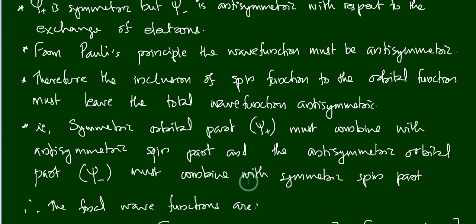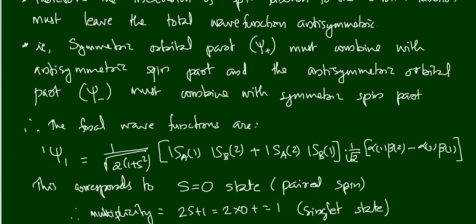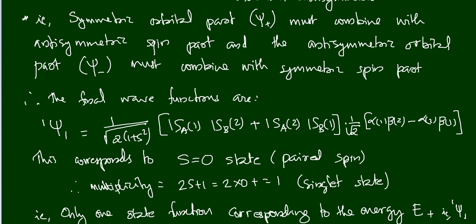So it must combine with a symmetric spin part. So when we are including the spin function to psi plus, it should be anti-symmetric. When we are including the spin function to psi minus, it should be symmetric. So that the total wave function in both cases should be anti-symmetric according to Pauli's exclusion principle.